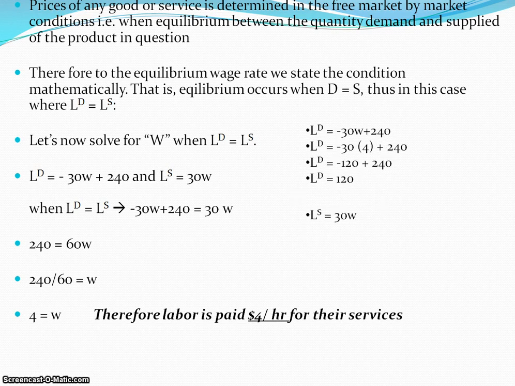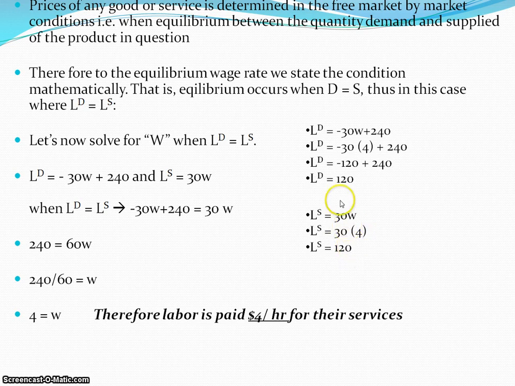So we have our supply for labor equation. LS is equal to 30W. And all we simply do is substitute W for the value of 4. Let me just correct this quickly. Okay, beautiful. My apologies for the error before. So LS is equal to 30 brackets 4, and therefore we're going to multiply this value of 4 by 30, and ultimately we get LS is equal to 120.